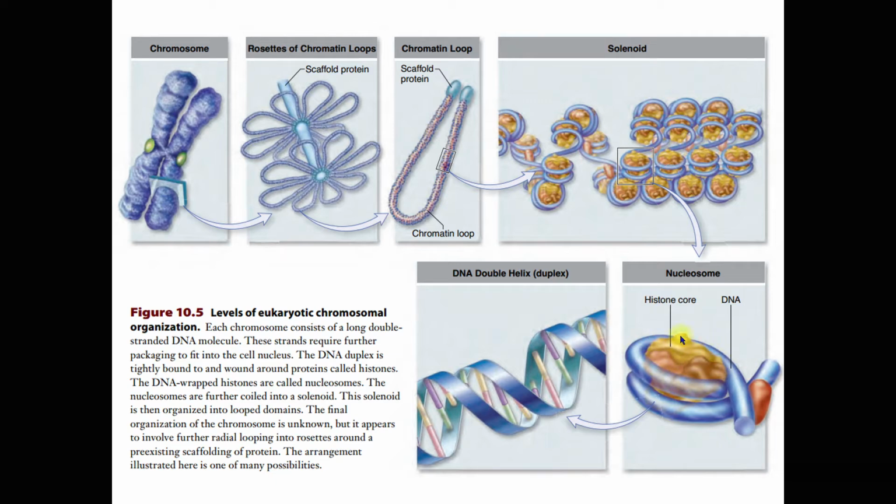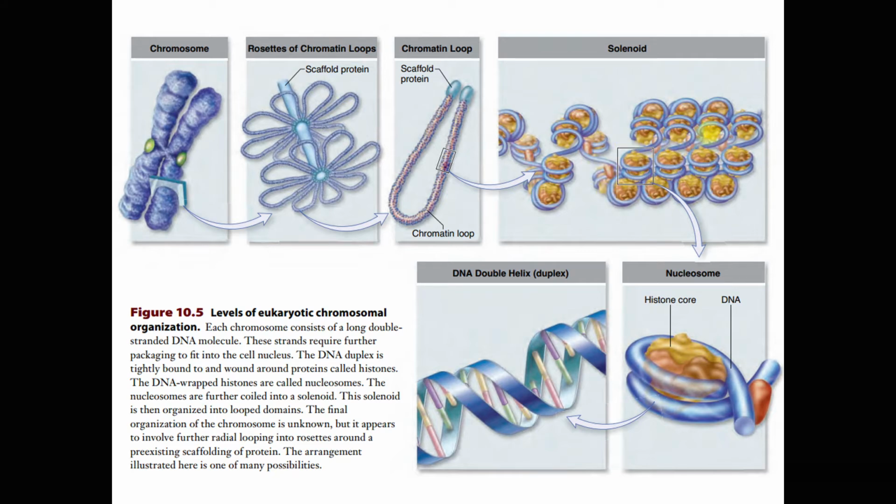Some books mention this protein histone as just histone or histone core. So first things first, the double helix DNA will bind to histone protein to form a nucleosome, and then the nucleosomes are arranged or coiled into solenoids. You can see how the nucleosome is coiled and arranged into solenoids.